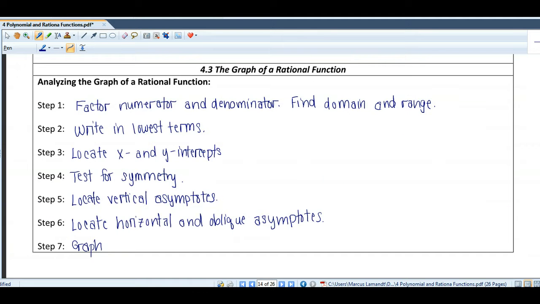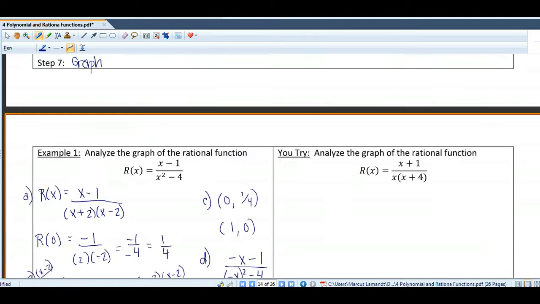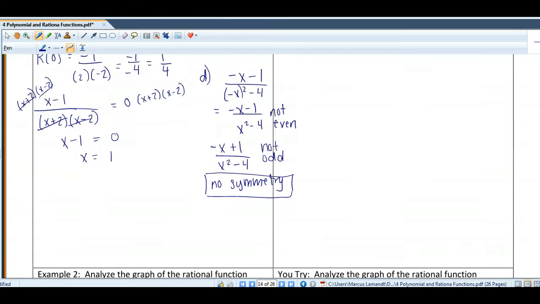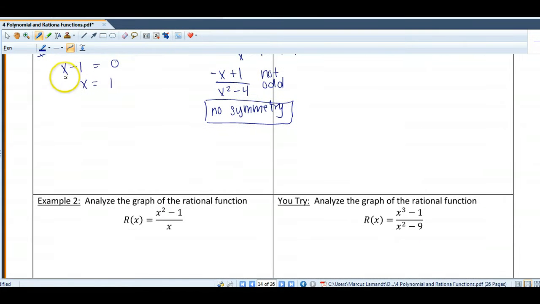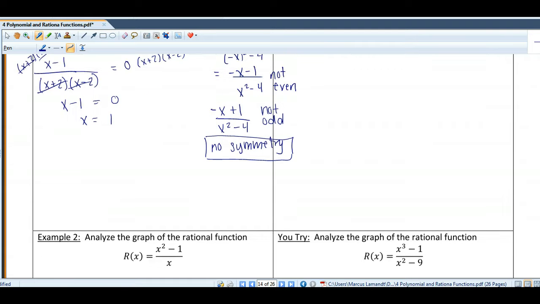Next step is to locate vertical asymptotes, and then we're going to locate horizontal or oblique asymptotes. The vertical asymptotes, hopefully you remember, are actually pretty easy. This is E. We're just going to set the bottom equal to 0. x obviously equals 2 and negative 2. So these are our vertical asymptotes.